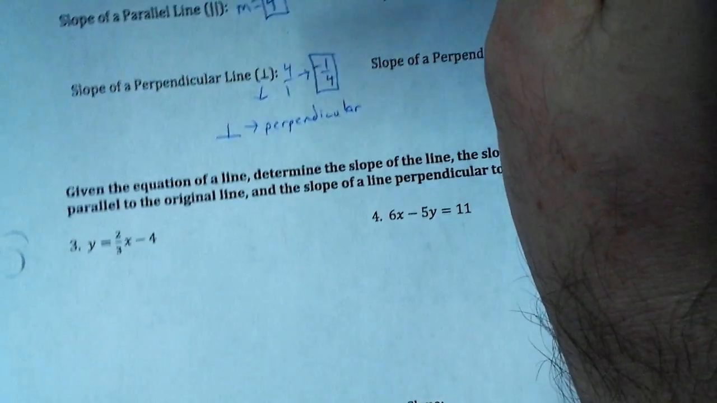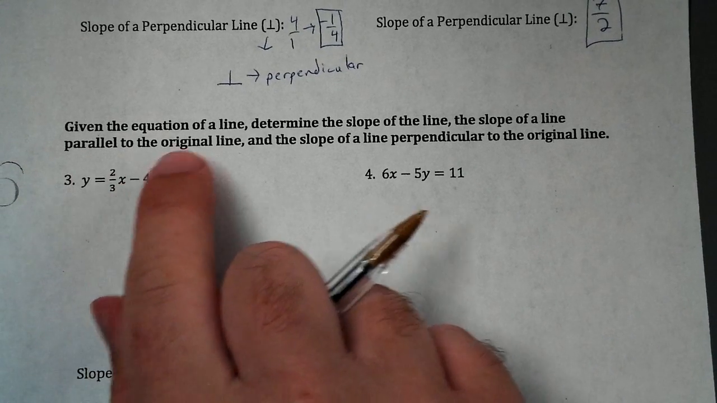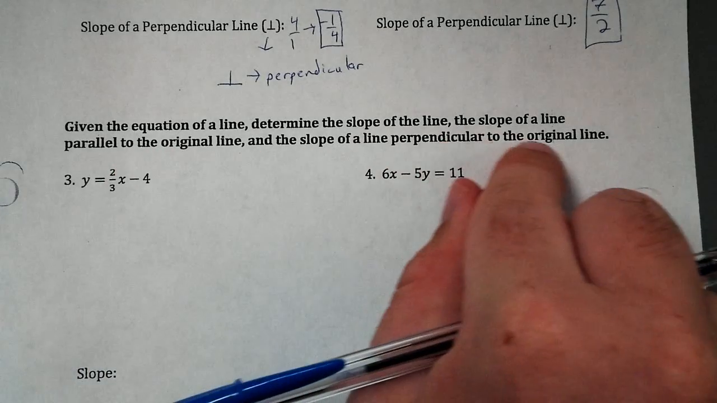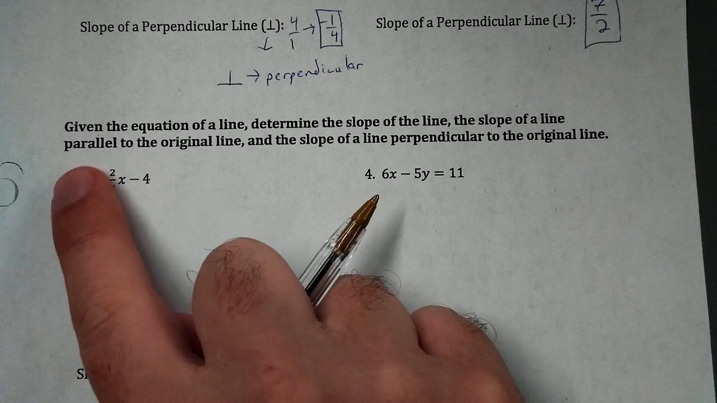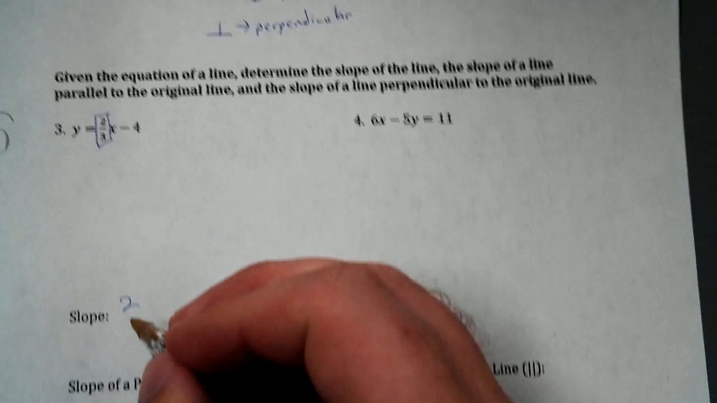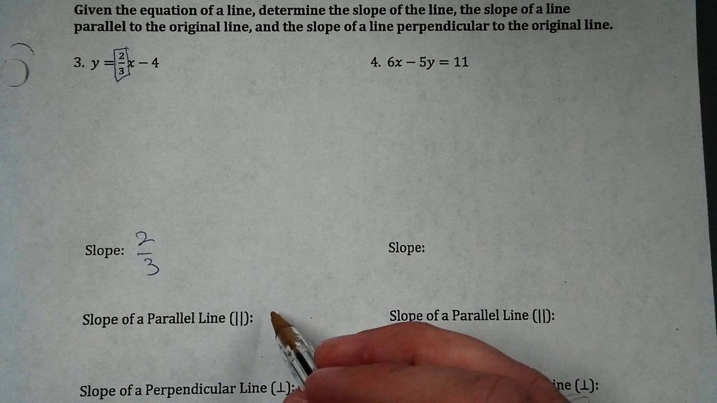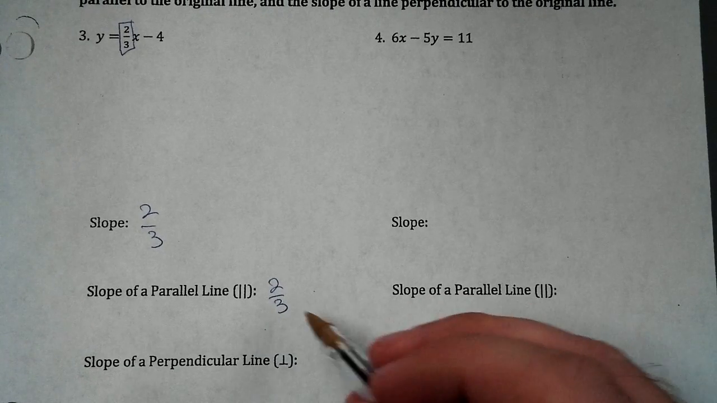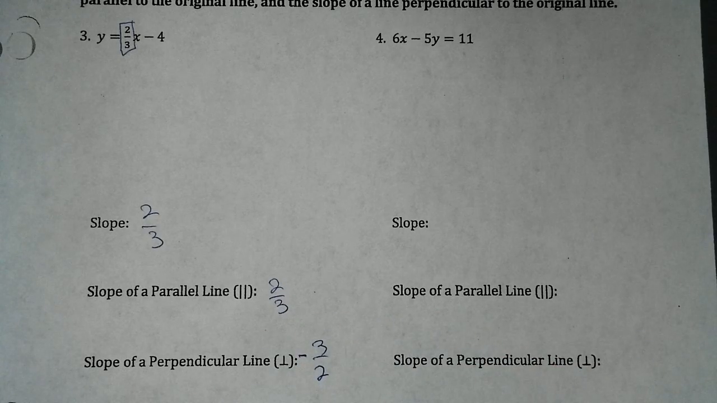Now, what if we had an equation? So, let's look at number 3. It says, given the equation of a line, determine the slope of the line and the slope of the line parallel and the slope of the line perpendicular. Well, in y equals mx plus b, we know that slope has to be touching the x. So my slope there is 2/3. The slope of a line parallel to that line will also have to be 2/3. Now, slope of a line that's perpendicular, we've got to flip it. It's going to be 3 over 2, and then we change the sign. So it goes from positive to negative.